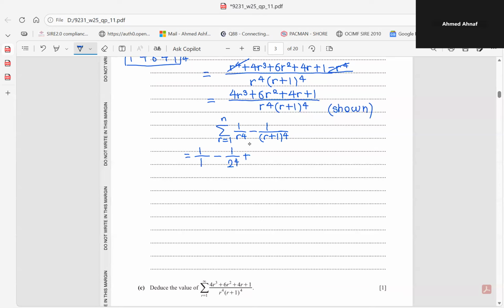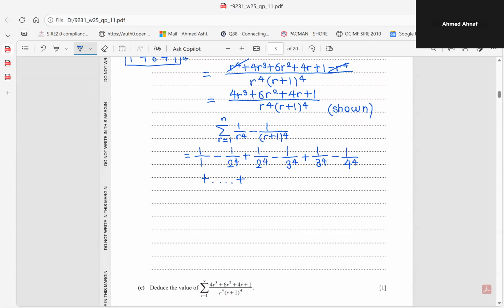Plus, and now you substitute r equals 2. So 1 over 2 to the power 4 minus 1 over (2 plus 1) to the power 4, so 3 to the power 4. And by now I hope that you can see the pattern. So you can continue this for r equals 3, which is 1 over 3 to the power 4 minus 1 over 4 to the power 4. So you can continue until n.